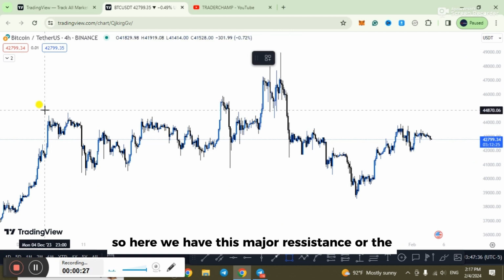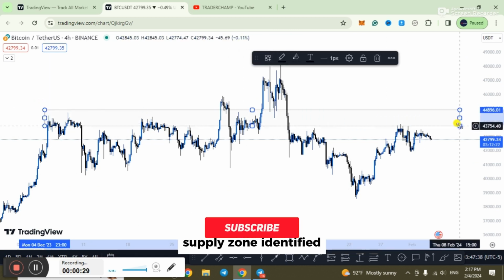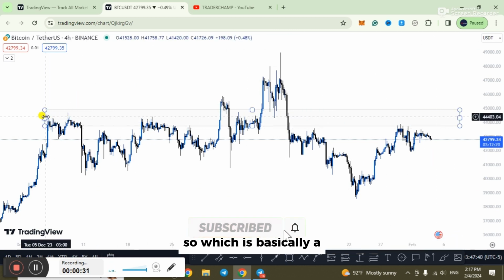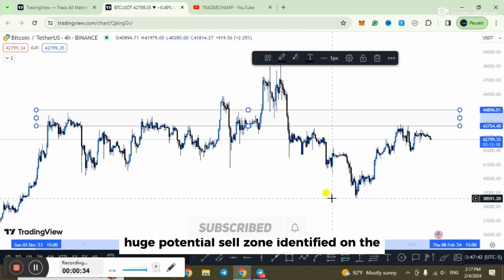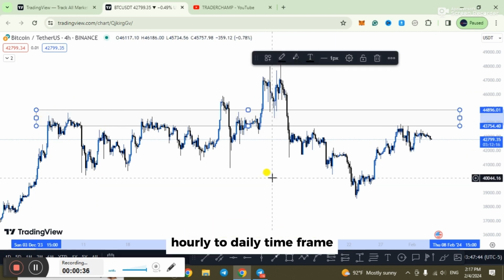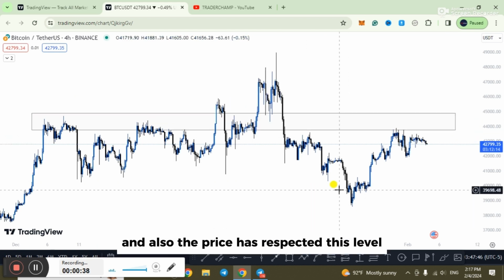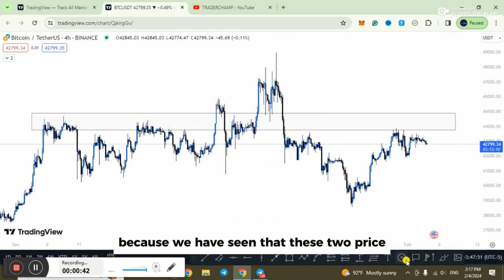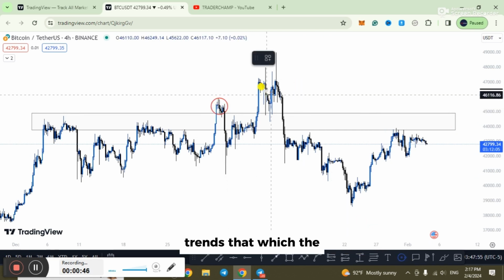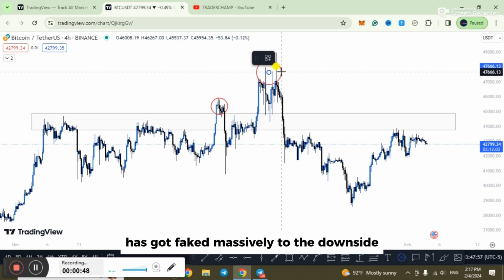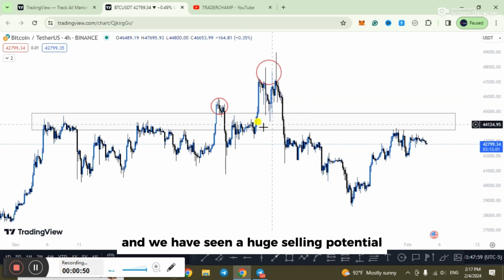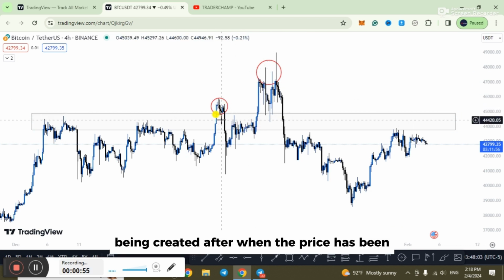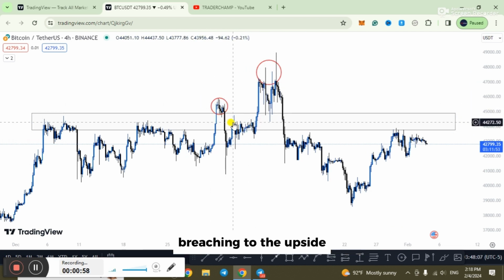Here we have this major resistance or supply zone identified, which is basically a huge potential sell zone on the hourly to daily time frame. The price has also respected this level as a major sell zone, because these two price trends that Bitcoin created got faked massively to the downside, and we have seen huge selling potential created after the price breached to the upside.